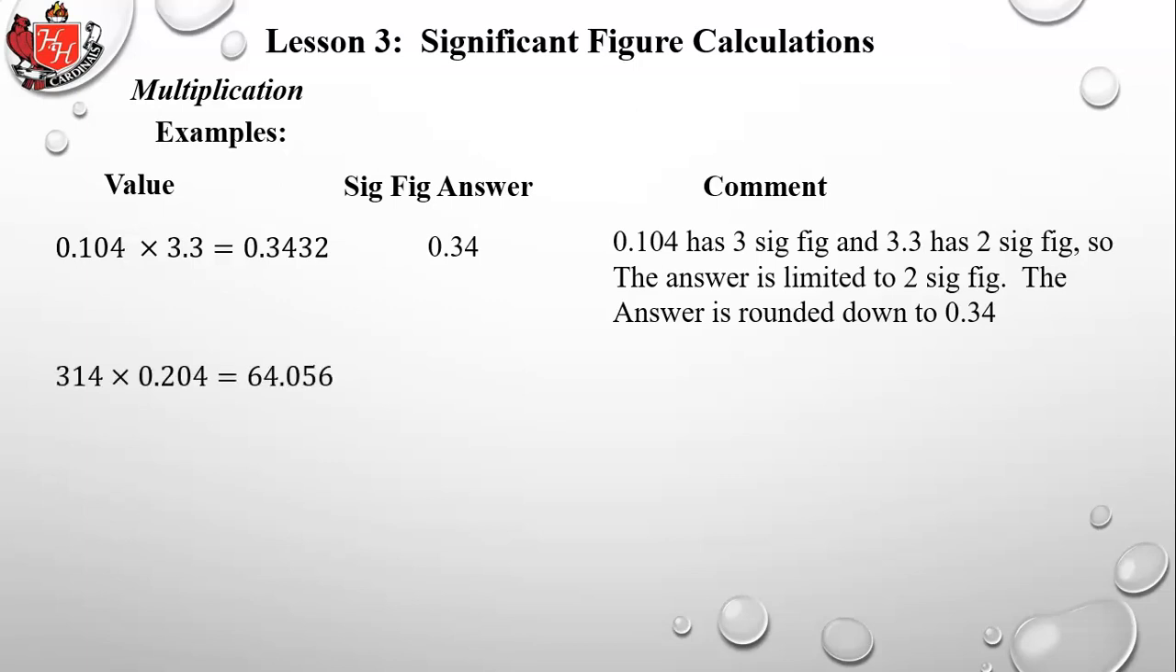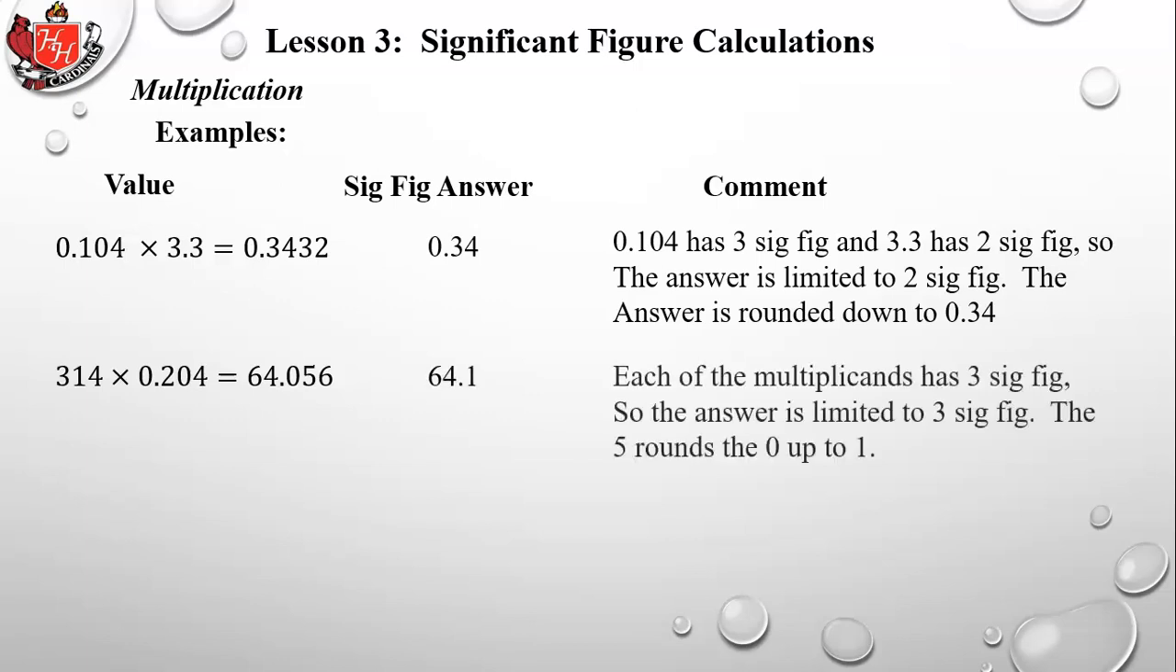314 and 0.204. On the calculator, that's going to give you 64.056. So what's the Sig Fig answer going to be on that? Think about it. 64.1. Each of the multiplicands has 3 Sig Fig, so the answer is limited to 3 Sig Fig. The 5 rounds the 0 up to a 1.